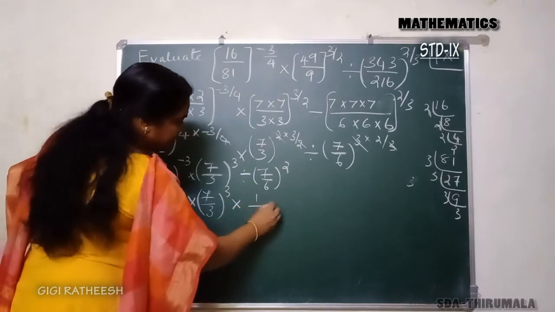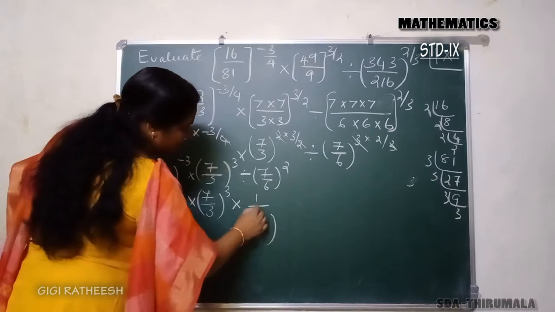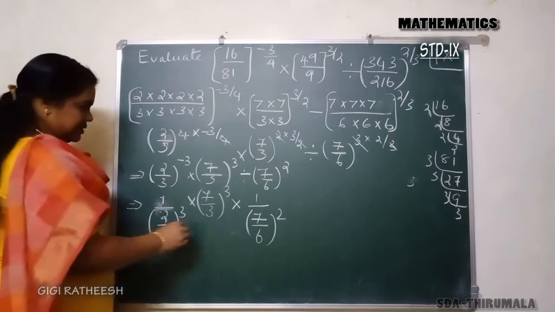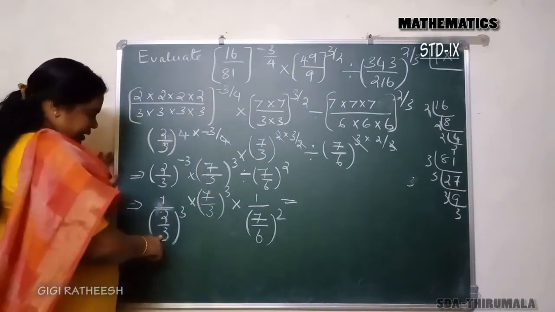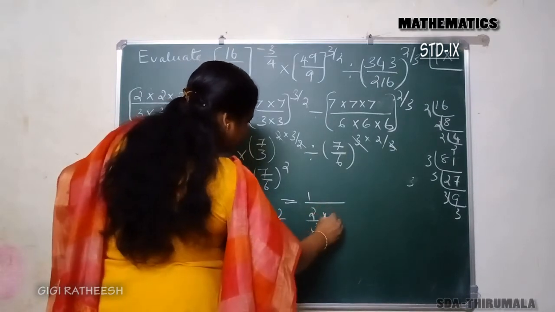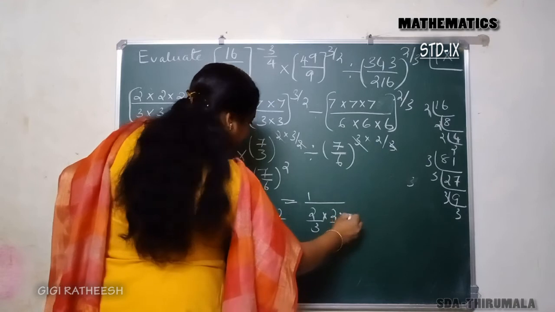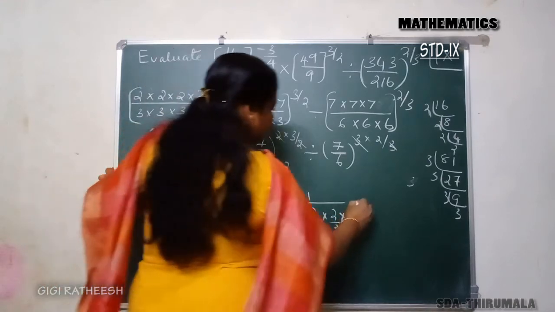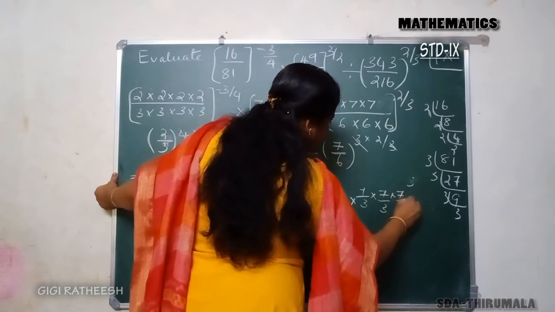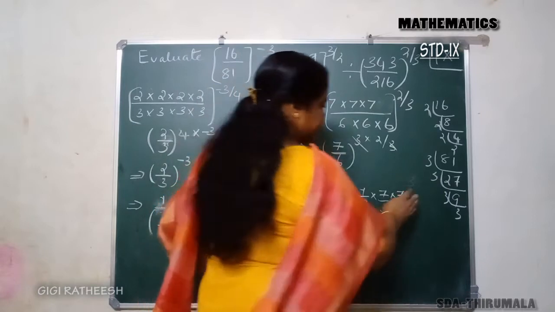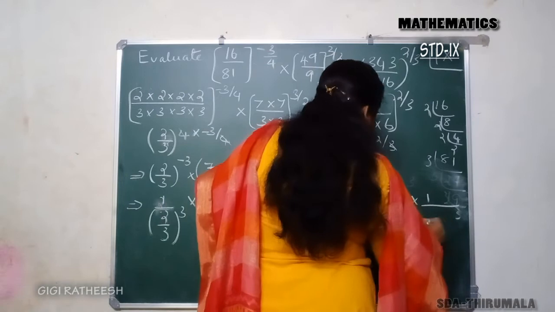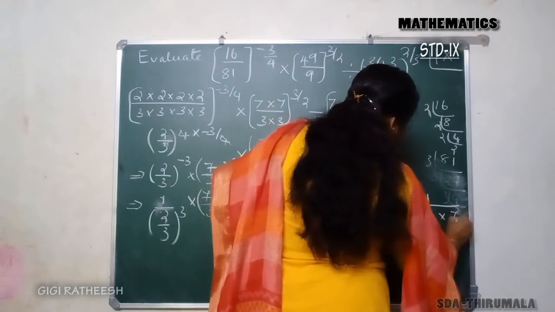Multiply by (1/7/6) the whole square. And then after that we can write it as (1/2/3) into (2/3) into (2/3) into (7/3) into (7/3) into (7/3), and after that it is into (1/7/6) into (7/6).